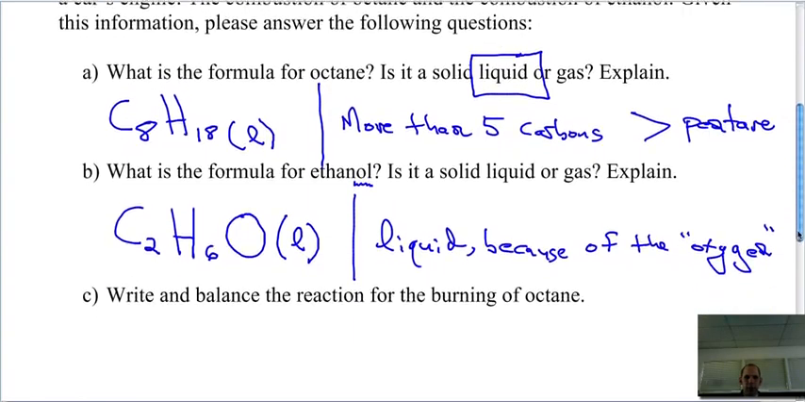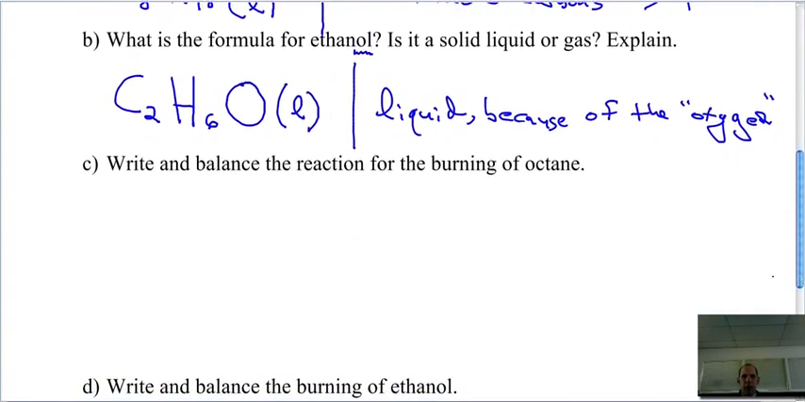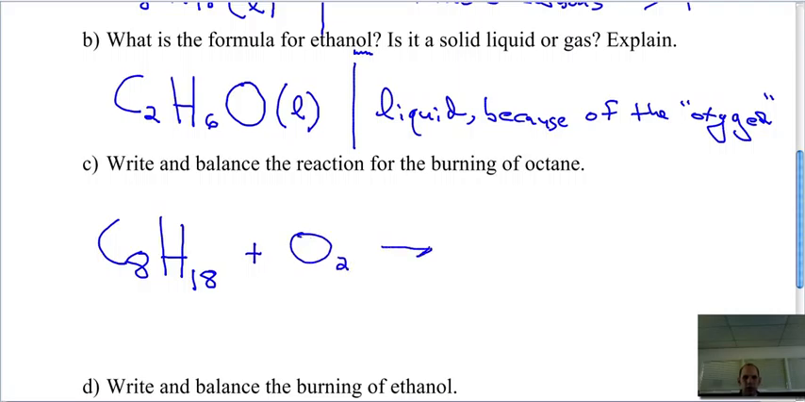Alrighty. Write and balance the reaction for the burning of octane. Okay, when you burn a hydrocarbon, it's a combustion reaction. So C8H18 plus O2 goes to CO2 plus H2O. Is it easy? Fa-chow!